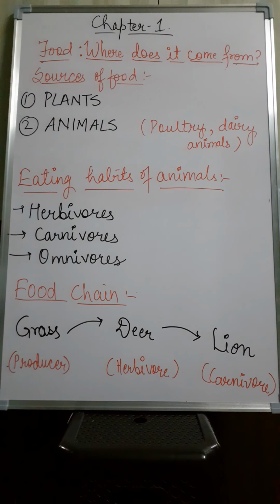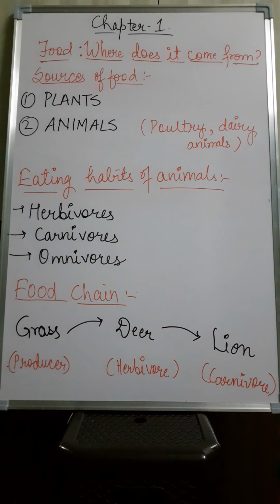Poultry animals are those animals which give eggs. Examples of poultry animals are hens, ducks, etc. And dairy animals are those animals which give us milk and milk products, for example cow, buffalo, goat, etc. So they come under dairy animals, and from the milk we can prepare curd, cheese, and butter, etc.